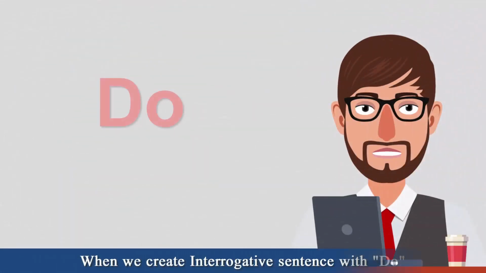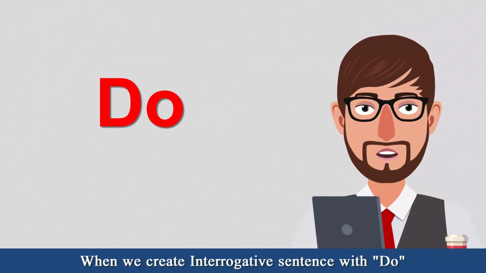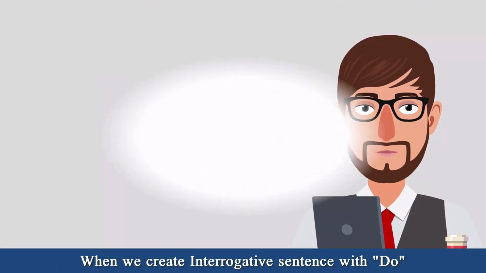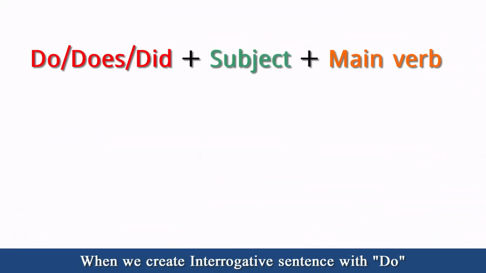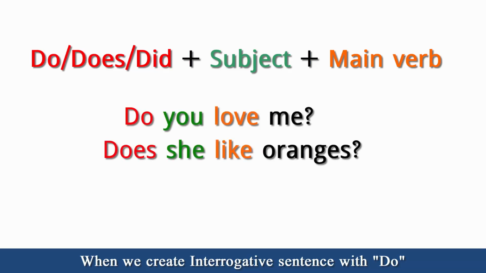When we create an interrogative sentence with do, the sentence structure will be like this: do, does, did, plus subject plus main verb. For example, do you love me? Does she like oranges? Do you miss me?